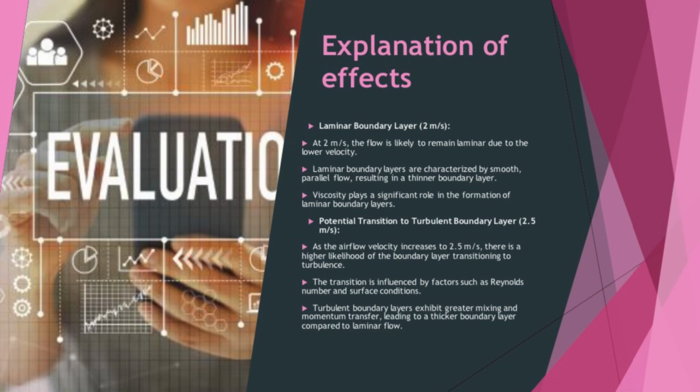Potential transition to turbulent boundary layer at 2.5 m/s. As the airflow velocity increases to 2.5 m/s, there is a higher likelihood of the boundary layer transitioning to turbulent. The transition is influenced by factors such as Reynolds number and surface condition. Turbulent boundary layers exhibit greater mixing and momentum transfer, leading to a thicker boundary layer compared to the laminar flow.